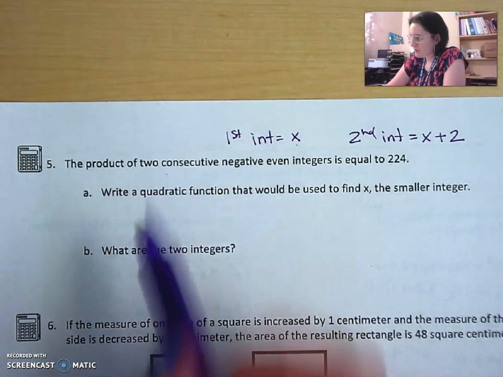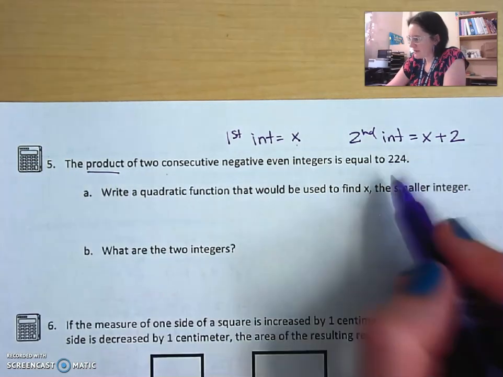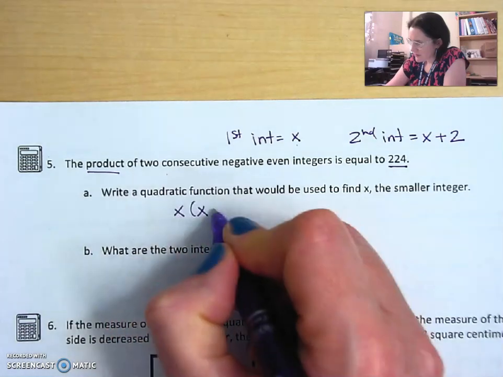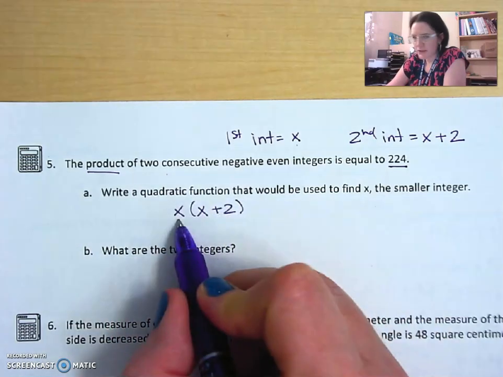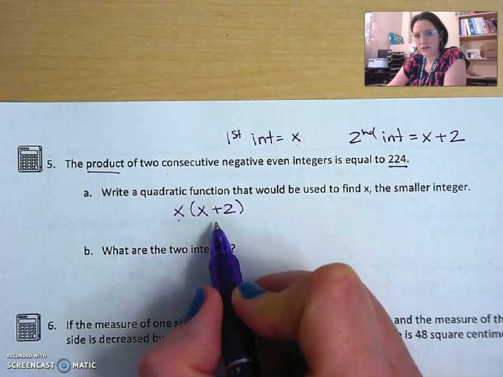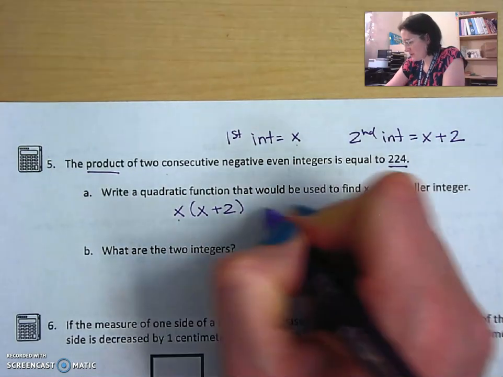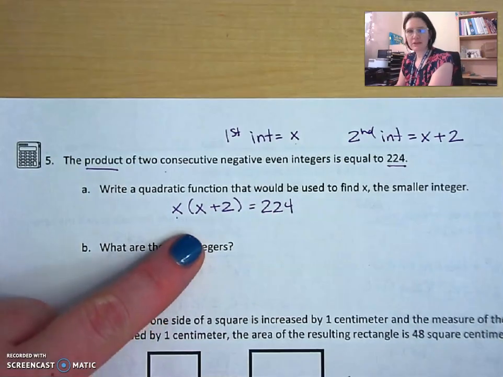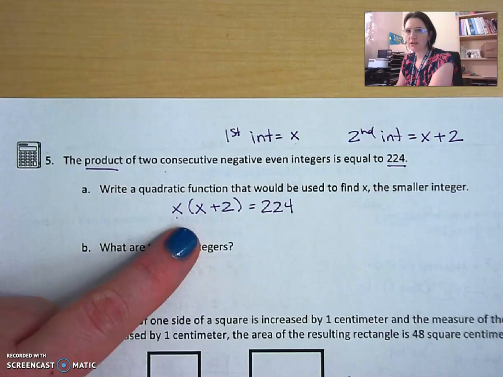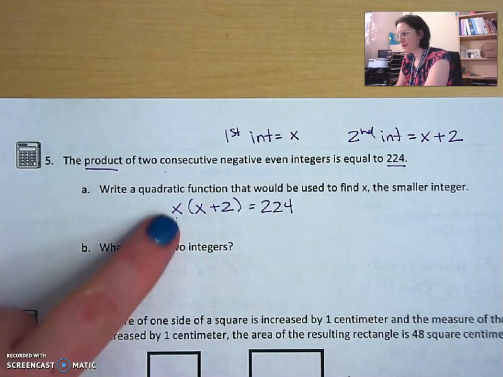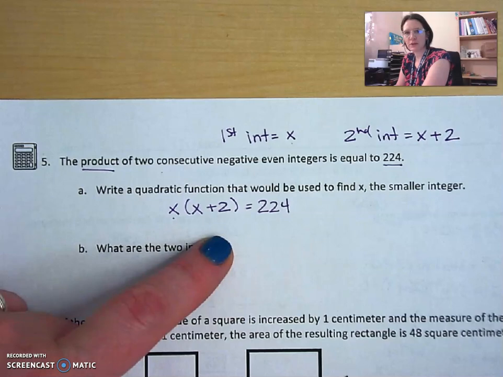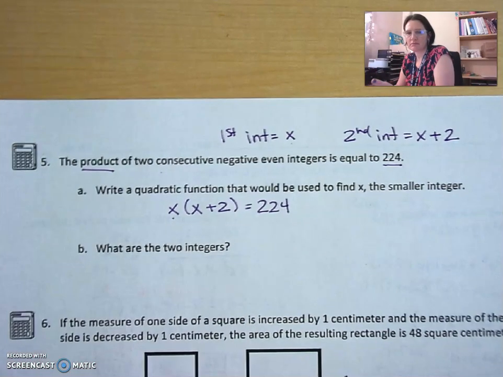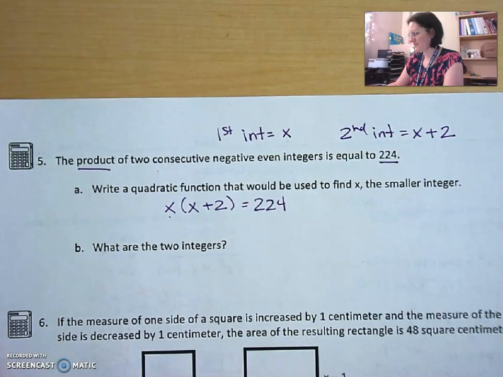And the problem says that the product of those two things is 224. So to set up my equation, it would be the product of them. The first integer is x, the second integer is x plus 2, and that is going to equal 224. And I'm okay with you leaving your equation in this form. If you wanted to, you could distribute your x and move your 224 and put it in standard form, but I'm okay. This is accurate, and it didn't specify either way.